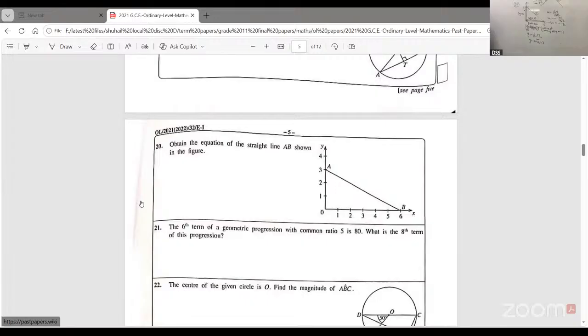The sixth term of a geometric progression with common ratio 5 is 80. Again, the sixth term is 80. What is the eighth term of this progression? They have asked. Okay. So it's a very simple question.